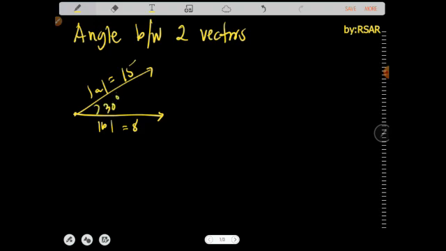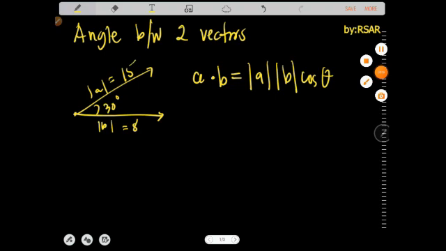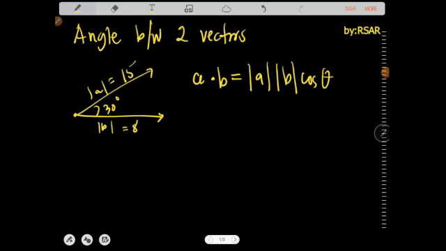Ngayon, hahanapin mo yung dot product niya. So, dahil merong degrees, yung kanyang equation is equals to that product of A and B is equals to the magnitude of A times the magnitude of B times cosine theta or cosine of the angle between the two vectors. Okay? Tapos, pwede mo nang i-simplify and pwede mo nang i-substitute yung value. Yung magnitude A is just equals to 15 times magnitude B, that is 8, then cosine of 30. Binigay naman kasi yung 30, diba?